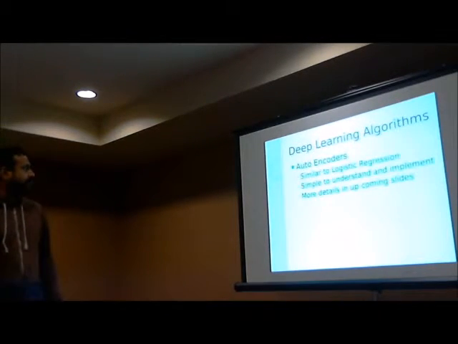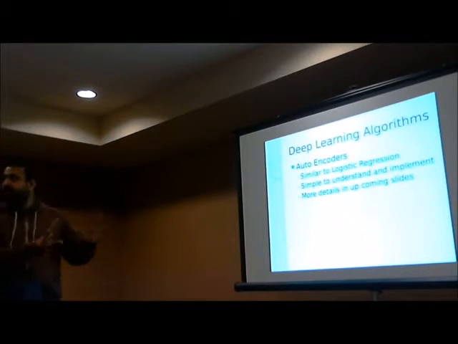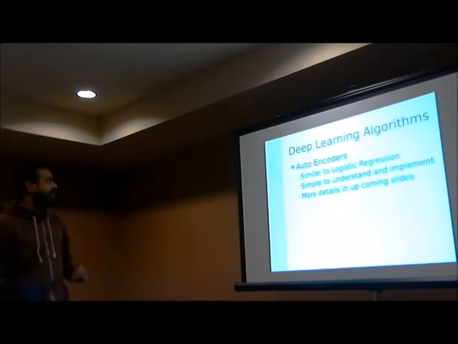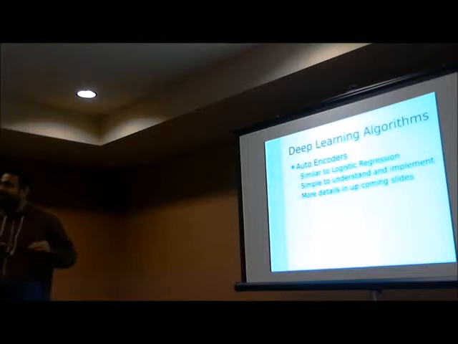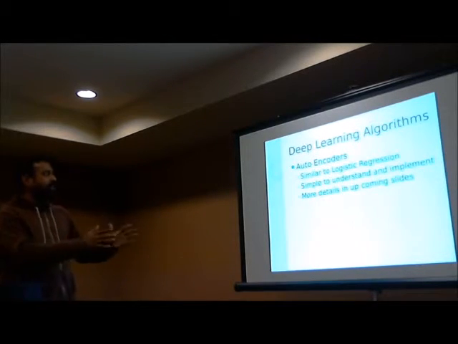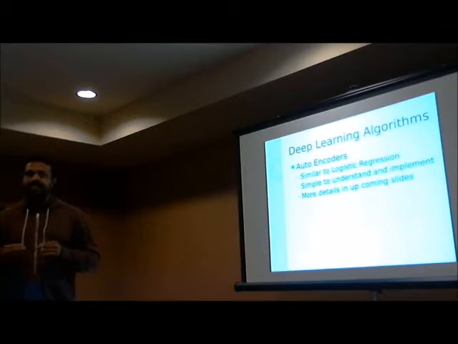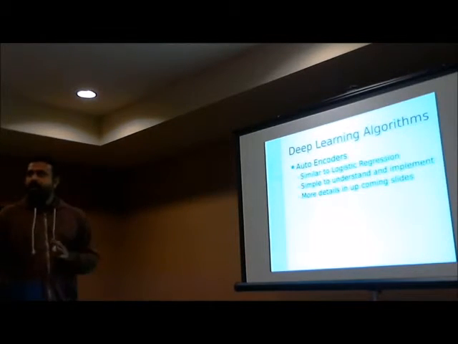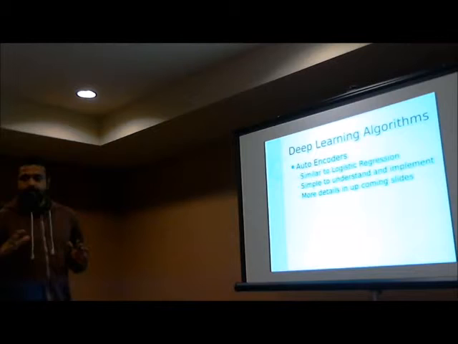There are different kinds of algorithms, so I just want to give some background. One is called autoencoders. It's similar to logistic regression, which is a well-known machine learning technique. It's simple to understand and easy to implement. We'll talk about how it is done for autoencoders in the coming slides.